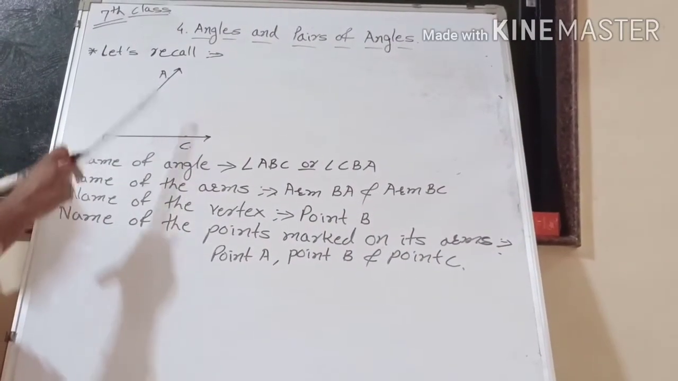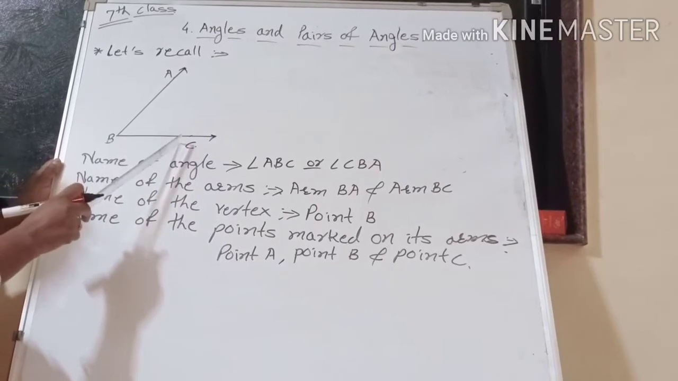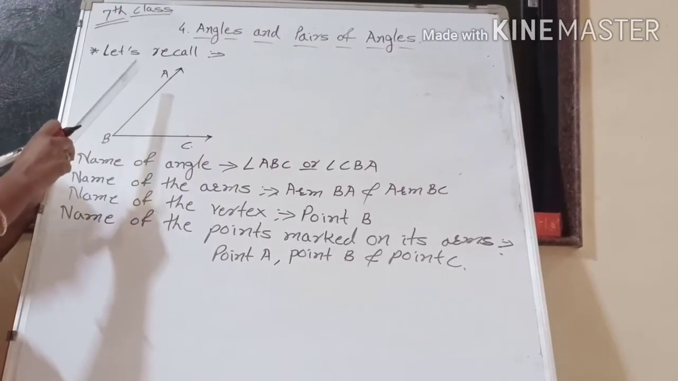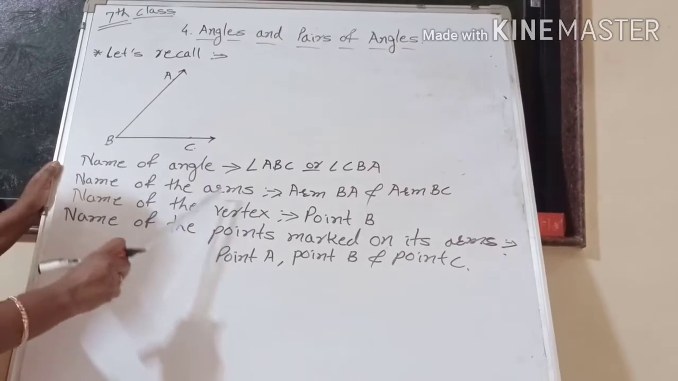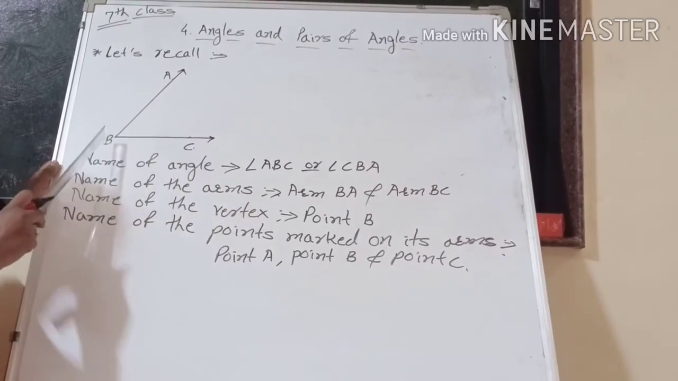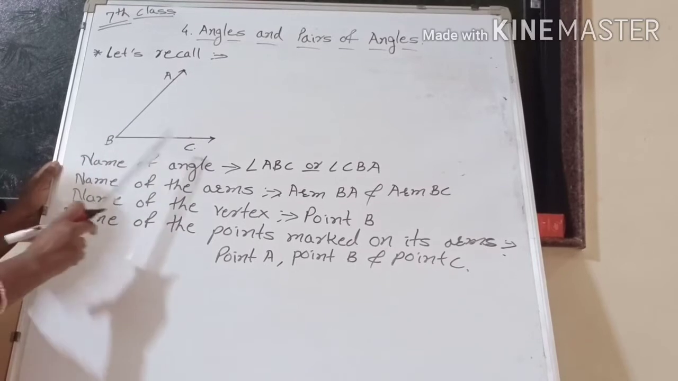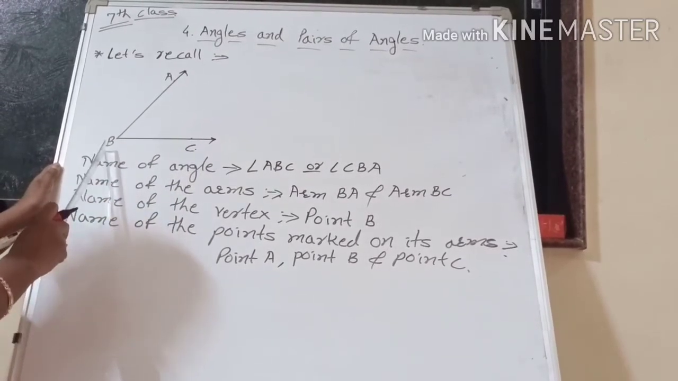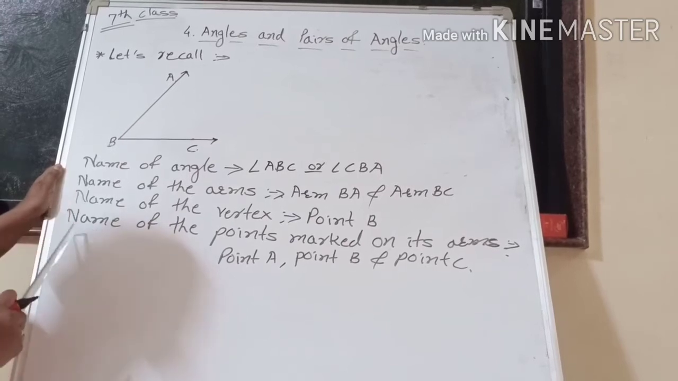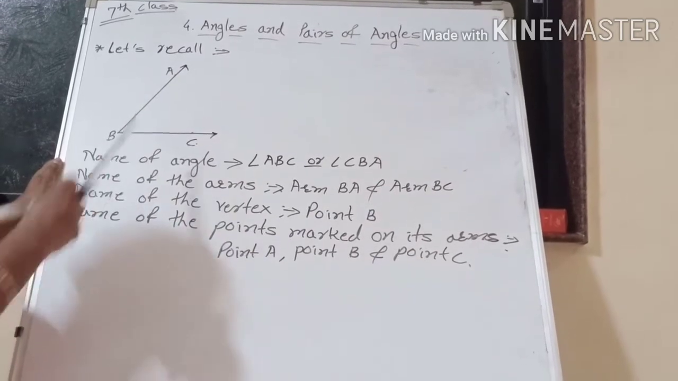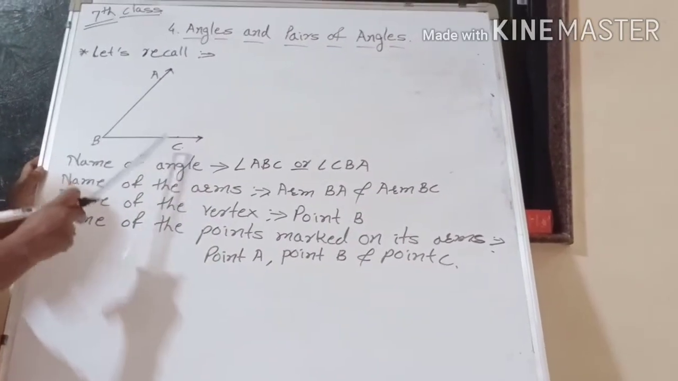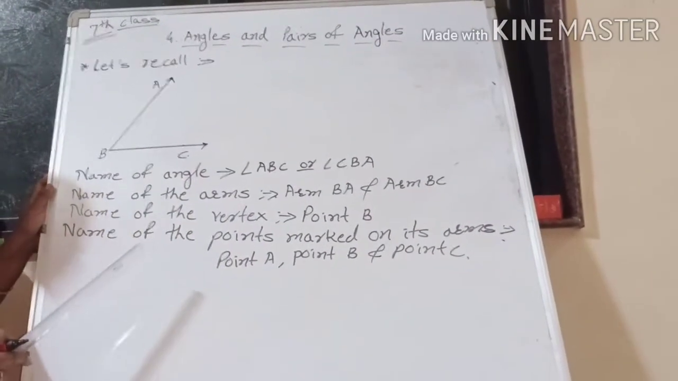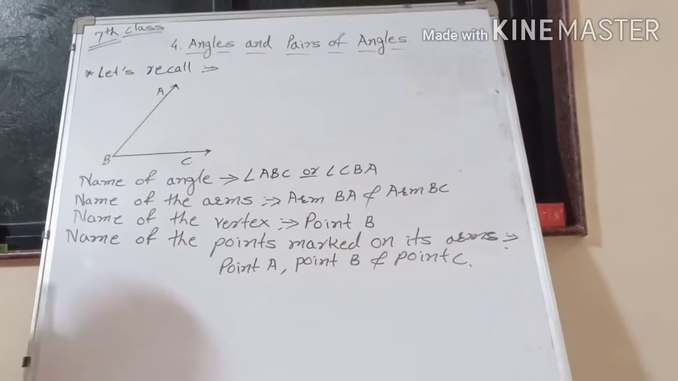नेम ऑफ द अँगल. अँगल ABC is the name of this angle किंवा or angle CBA कुठल्याही पद्धतीने का. Name of the arms. There are two arms of any angle, arm BA and arm BC. Name of the vertex. Point B is the vertex of the angle and name of the points marked on its arms. याच्या आर्मवर असलेले पॉइंट कोणते? पॉइंट A, पॉइंट B and पॉइंट C. These are the points on the arms.